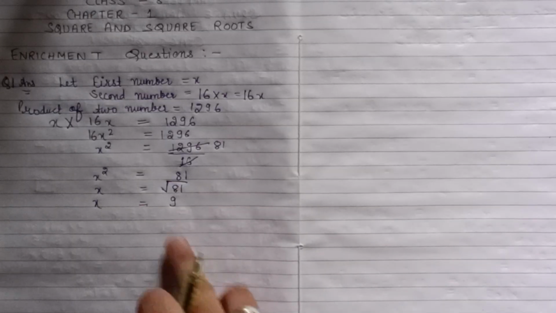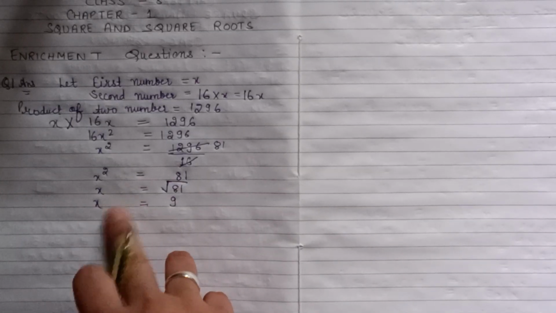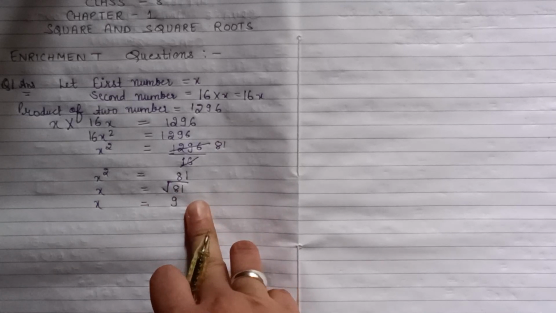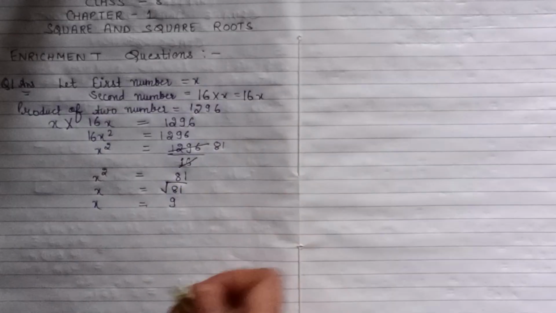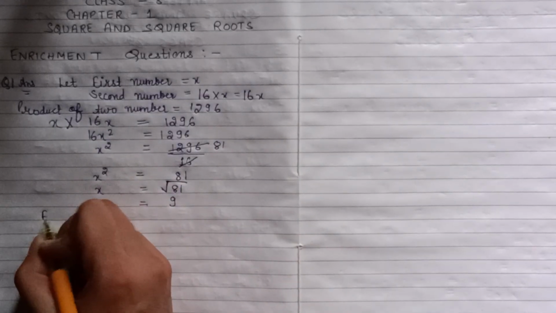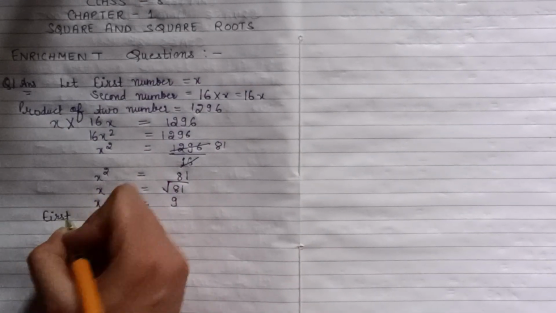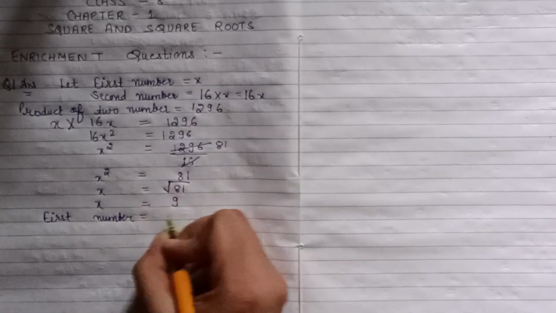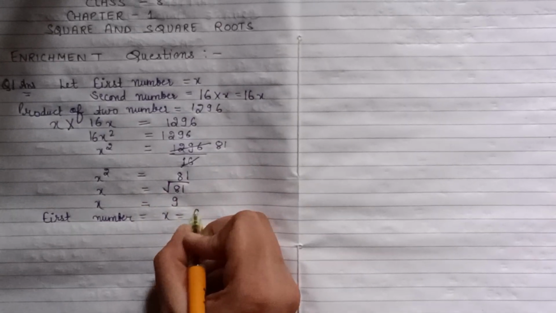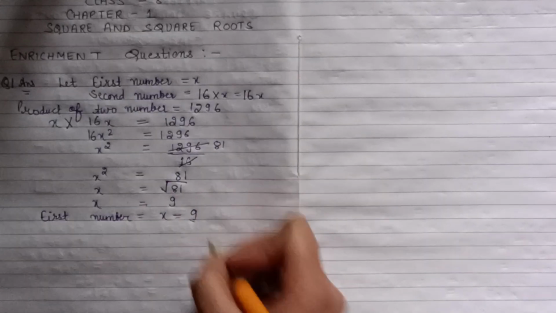Now we have found the value of x. Now we put the value of x in the first number and the second number. So I write here first number is equal to x, and x is equal to 9. So our first number is 9.